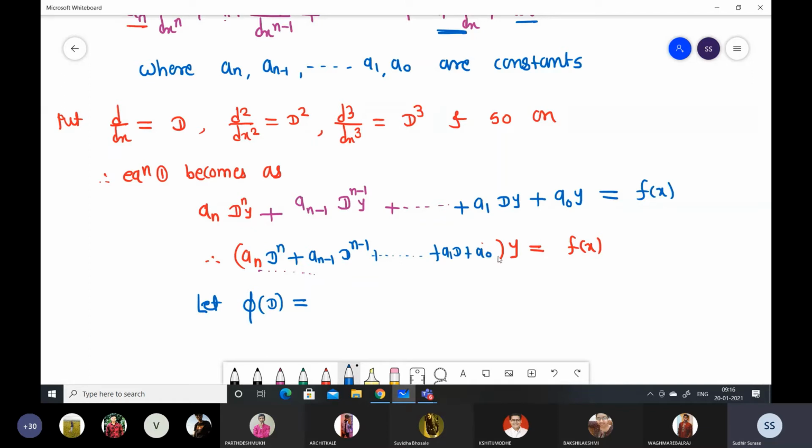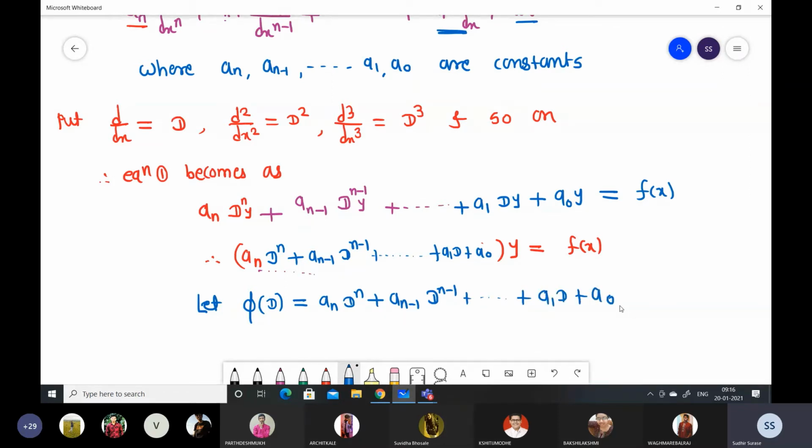I have just taken y common and all the remaining terms inside the bracket, and now I'm going to call this phi of D. So a suffix n D to the power n plus a suffix n minus 1 D to the power n minus 1 and so on. So the second last term a1 D plus a naught.